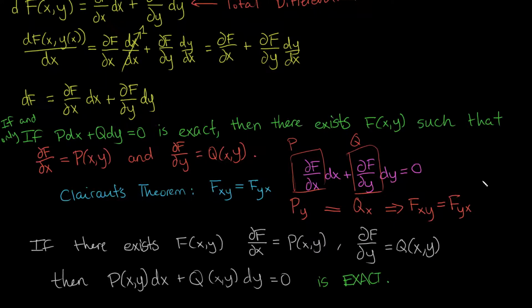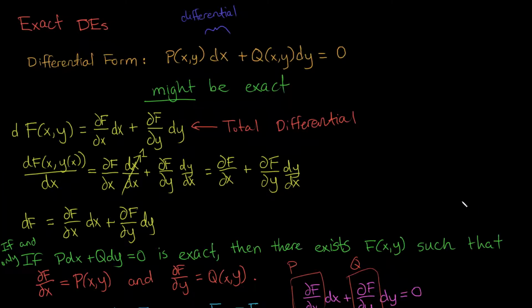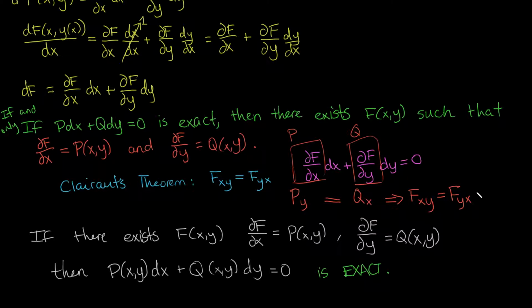In the last video, we defined what it means for a differential equation to be exact. What it means is that if, in differential form, we have P(x,y) times dx plus Q(x,y) times dy, and the partial derivative of P with respect to y equals the partial derivative of Q with respect to x, then by Clairaut's theorem, there must exist some function whose partial derivative with respect to x is P, and whose partial derivative with respect to y is Q.